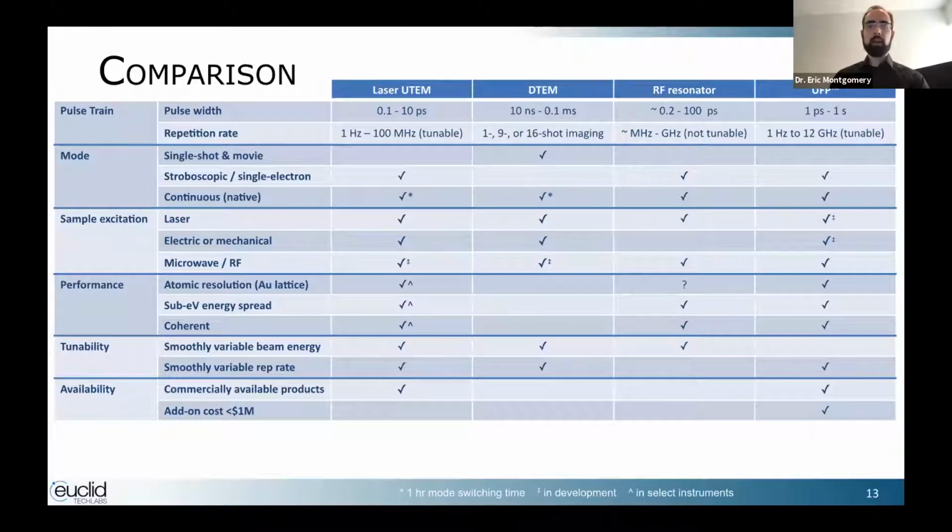And availability is improving. So we're starting to see commercially available products over the past several years, both in the laser UTEM world and now with the UFP. The add-on cost of a UFP is less than $1 million for someone who has an existing TEM instrument.